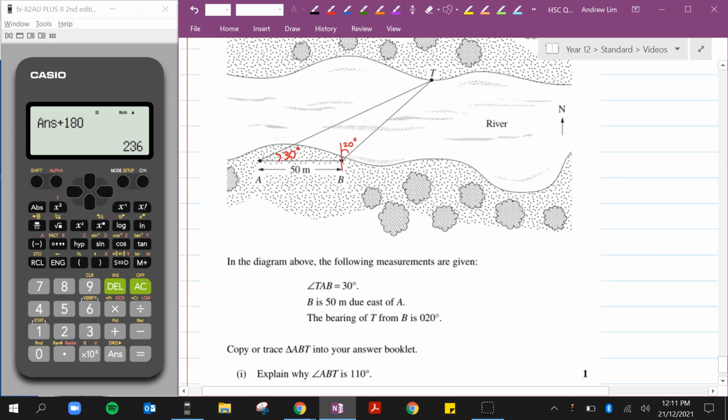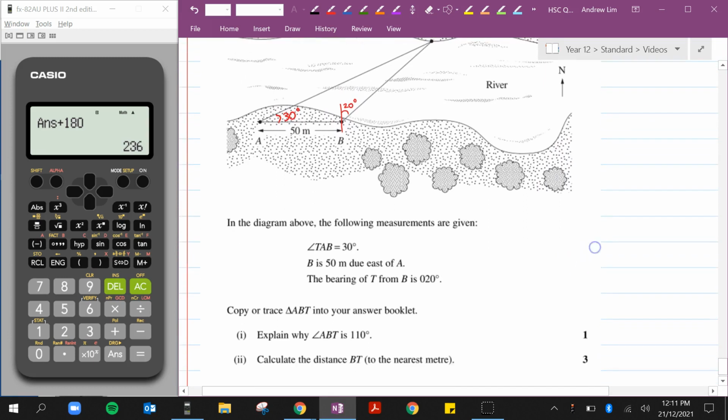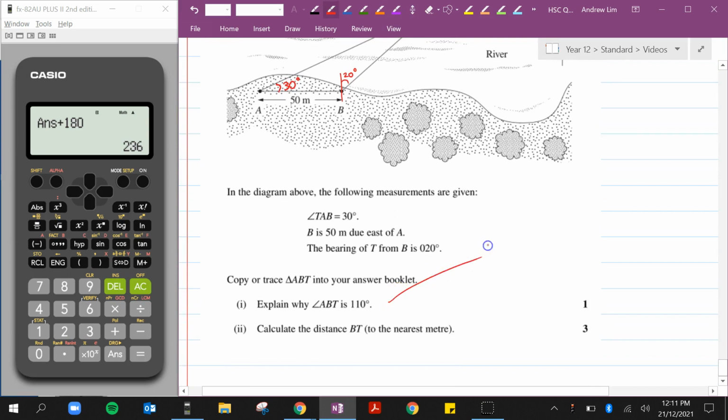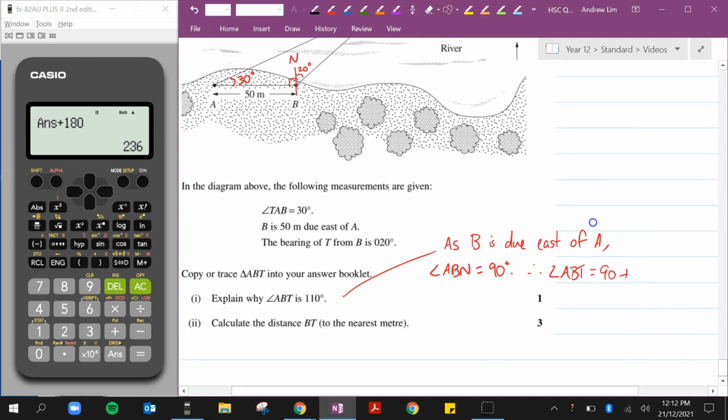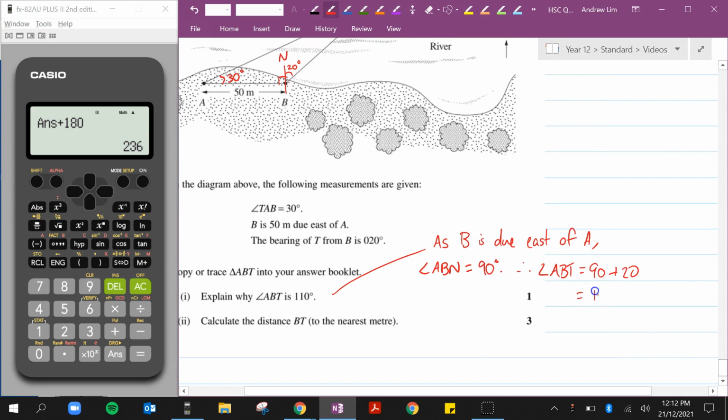Copy or trace that into your answer booklet. Explain why angle ABT is 110 degrees. So we know that this is a right angle, as B is due east of A. I'm going to introduce a new letter here, N for north. Angle ABN is 90 degrees. Therefore, angle ABT is 90 plus 20, which is 110 degrees.